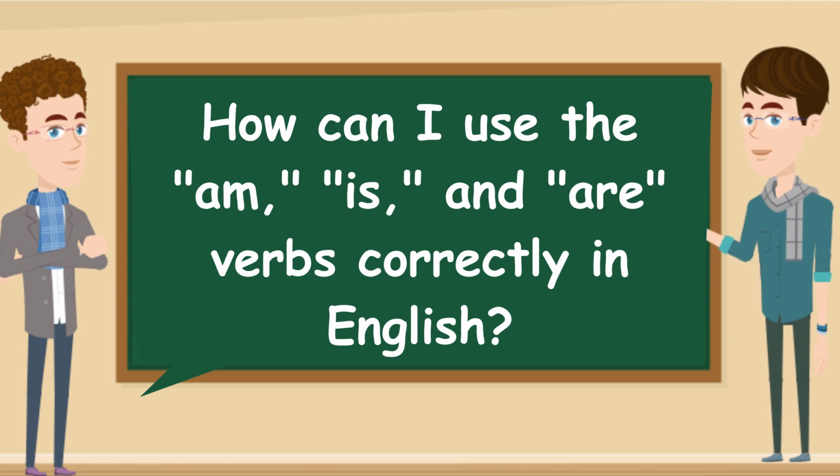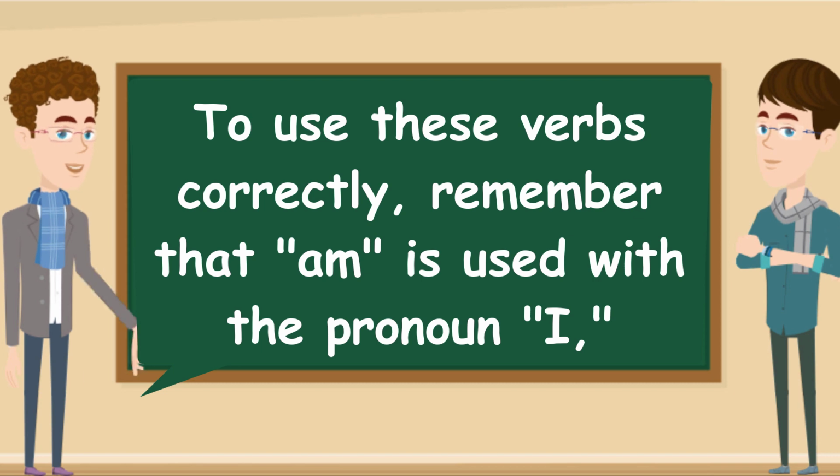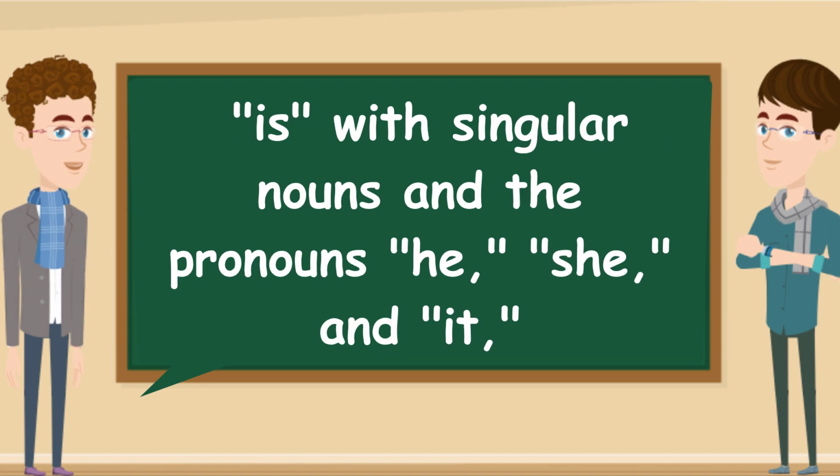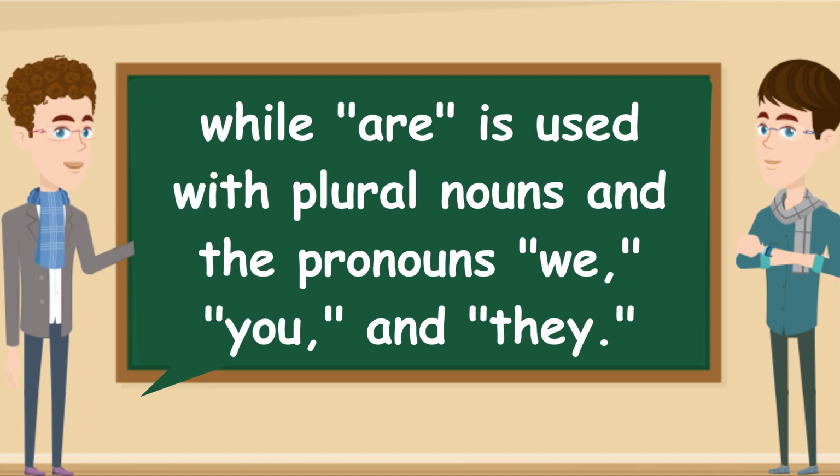How can I use the am, is, and are verbs correctly in English? To use these verbs correctly, remember that am is used with the pronoun I, is with singular nouns and the pronouns he, she, and it, while are is used with plural nouns and the pronouns we, you, and they.